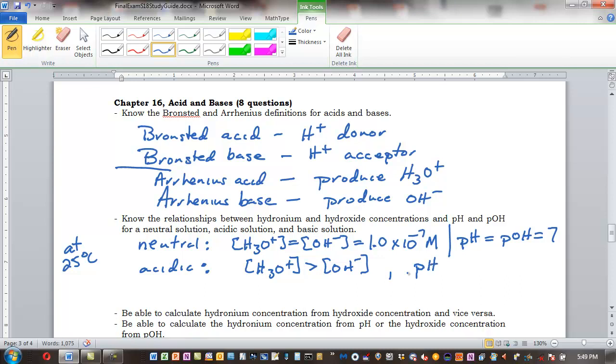pH less than 7. So acidic pH is less than 7. So if pH is less than 7, pOH will be greater than 7. And we'll write down the relations. You probably know them. pH plus pOH is equal to 14 at 25 Celsius. And last one, basic.